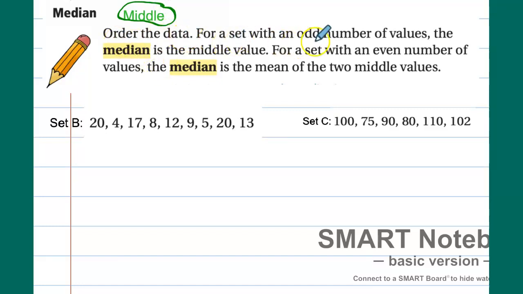For a set with an odd number of values, the median is the middle value. We'll get an example later on. For a set with an even number of values, the median is the mean of the two middle values. So let's look at set B: 1, 2, 3, 4, 5, 6, 7, 8, 9. That's odd, so definitely the median will be an exact number in the middle. For set C, we have 1, 2, 3, 4, 5, and 6, so the median is between the two middle numbers.